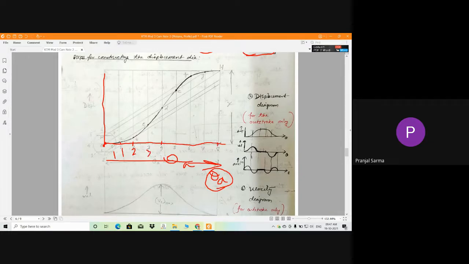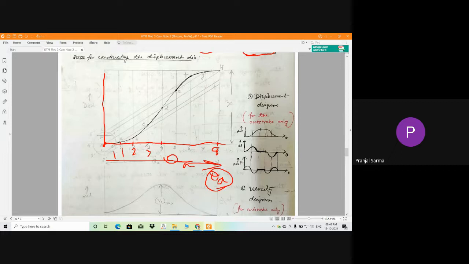Understood? So 8 divisions we have made here, and 8 divisions we have also made here, on the axis stroke.